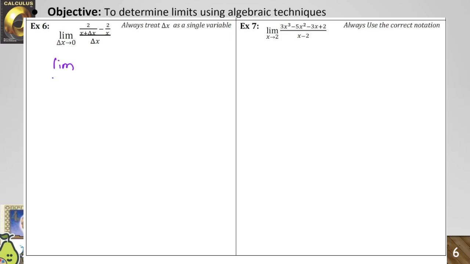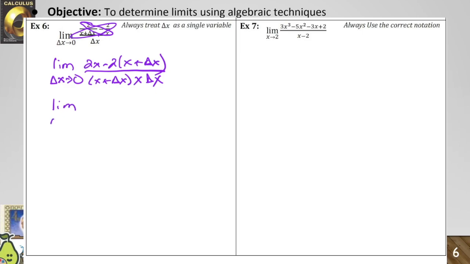This becomes the limit as your delta x goes to 0. So when I find a common denominator, I multiply 2 times x minus 2 times x plus delta x. My new denominator is going to be x plus delta x times x, and you know what? Delta x will always end up in the denominator. You can check it out if you like, but we've just taken our complex fraction and rewritten it into something more manageable. Notice delta x goes to 0 is still being written. The limit is delta x goes to 0.